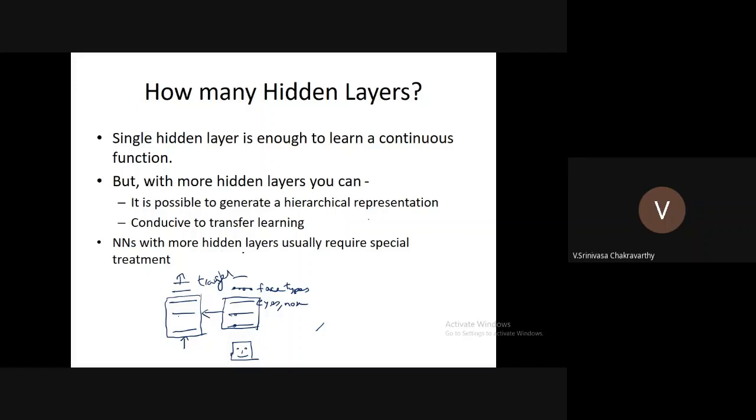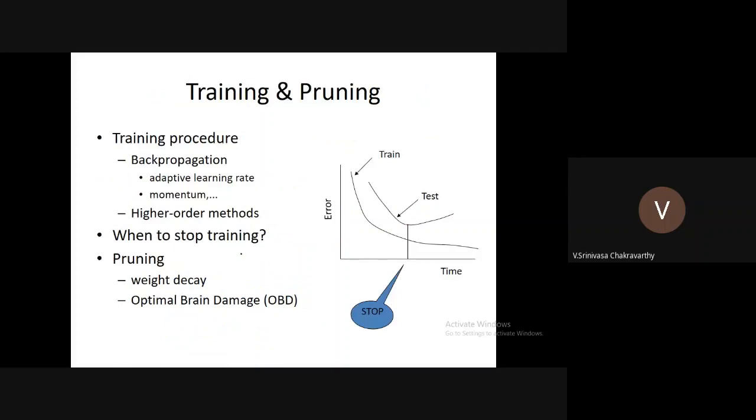Okay, so then training. You use backprop, and backprop by itself is a bit slow. So there are a lot of variations of the algorithm which are faster. For example, you can have adaptive learning, you have momentum and all sorts of things.